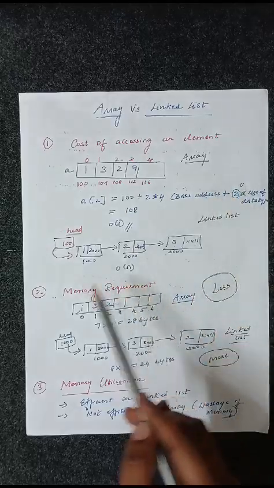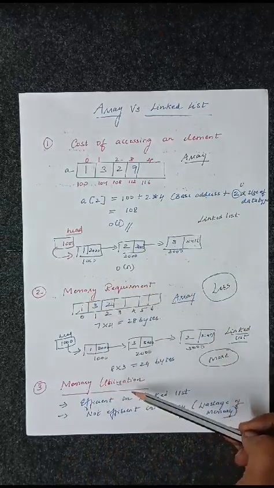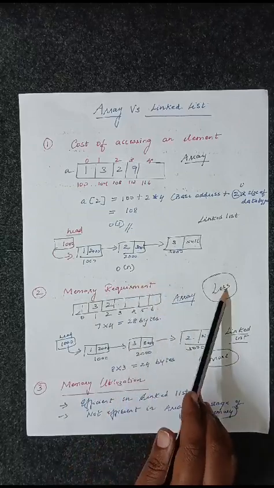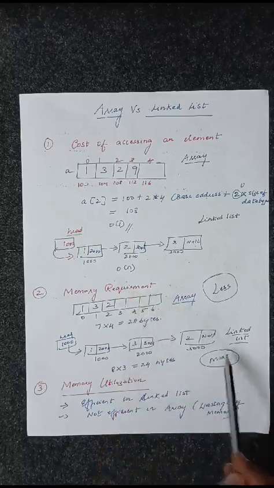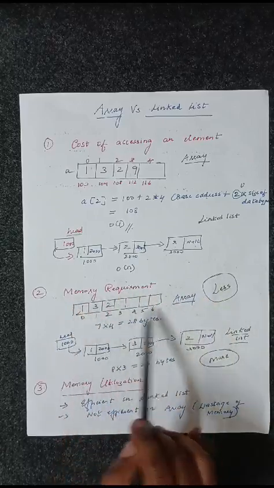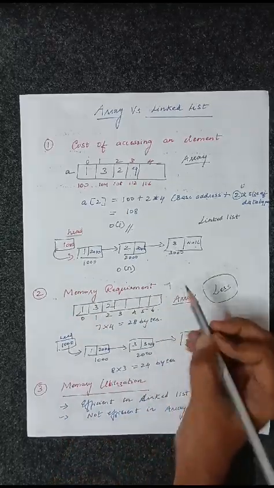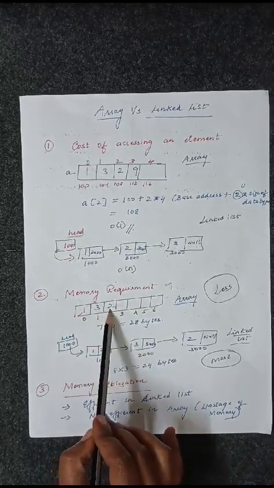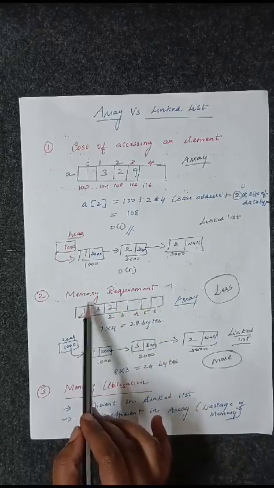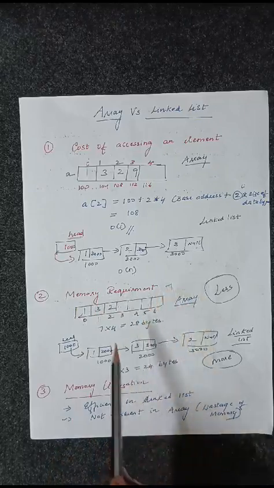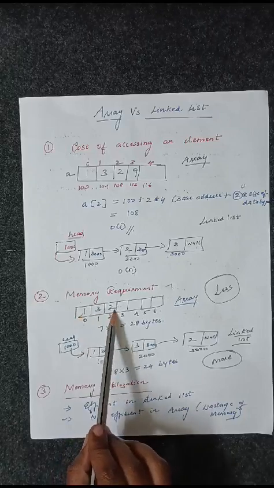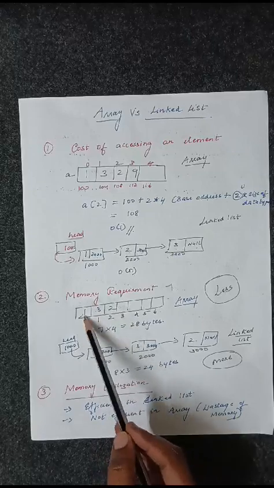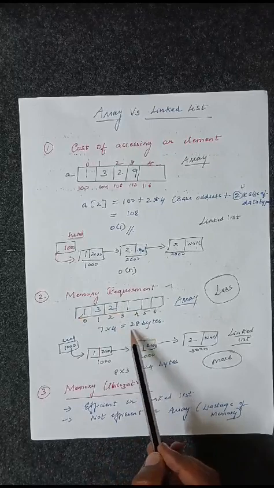Hope you understood. The next factor is memory requirement, and then we'll see memory utilization. There is a difference between memory requirement and memory utilization. The memory requirement of an array is always less compared to a linked list, where the memory requirement is more. Let's see with an example. Consider this array with 7 elements, indices 0 to 6, but I have used only 3 elements. The other 4 elements are unused. The maximum capacity of this array is 7 elements. If I take 4 bytes for an integer, then 7 into 4 is equal to 28 bytes allocated.